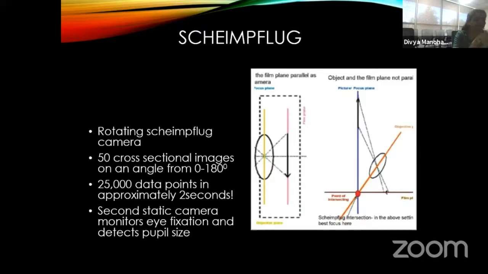It basically has two cameras. One is the rotating Scheimpflug camera, which captures about 50 cross-sectional images at angles from 0 to 180 degrees, and captures 25,000 data points in approximately 2 seconds. In case the patient blinks or moves the eye in those 2 seconds, the second camera, which is the static camera, monitors the eye fixation and also detects the pupil size.